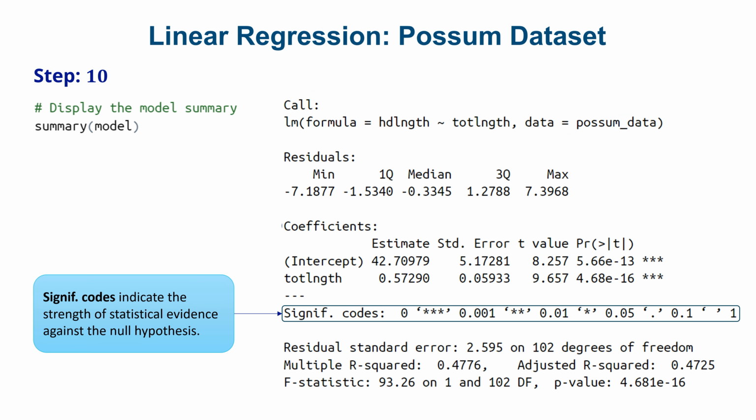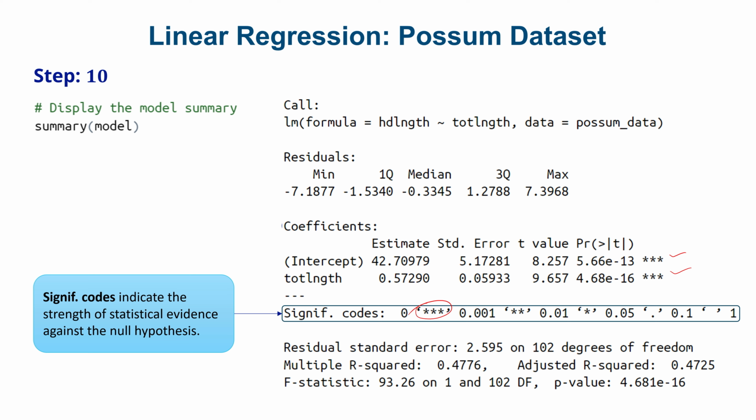In the regression output, asterisks next to the p-values are used as significance codes to indicate the strength of statistical evidence against the null hypothesis. These symbols offer a quick way to interpret the relevance of each coefficient. 3 asterisks represent high statistical significance with a p-value less than 0.001. This means that there is extremely strong evidence that the variable has an effect on the response.